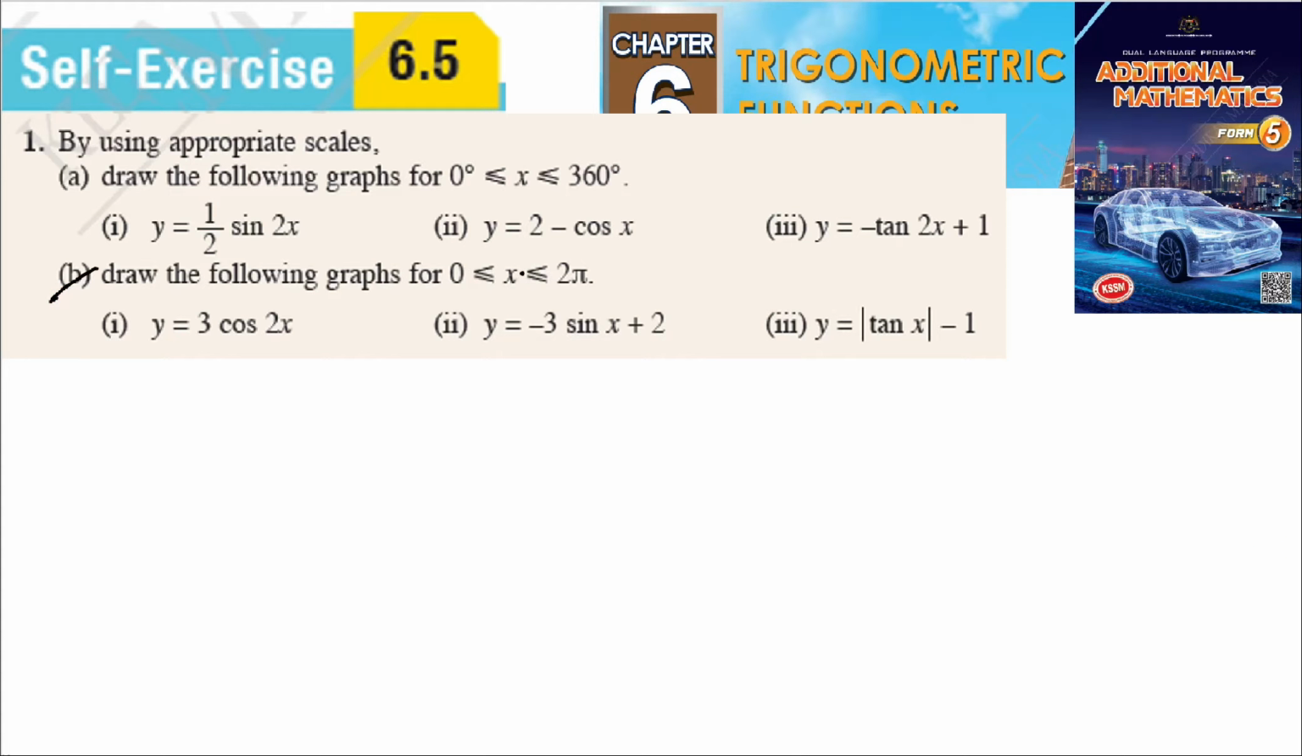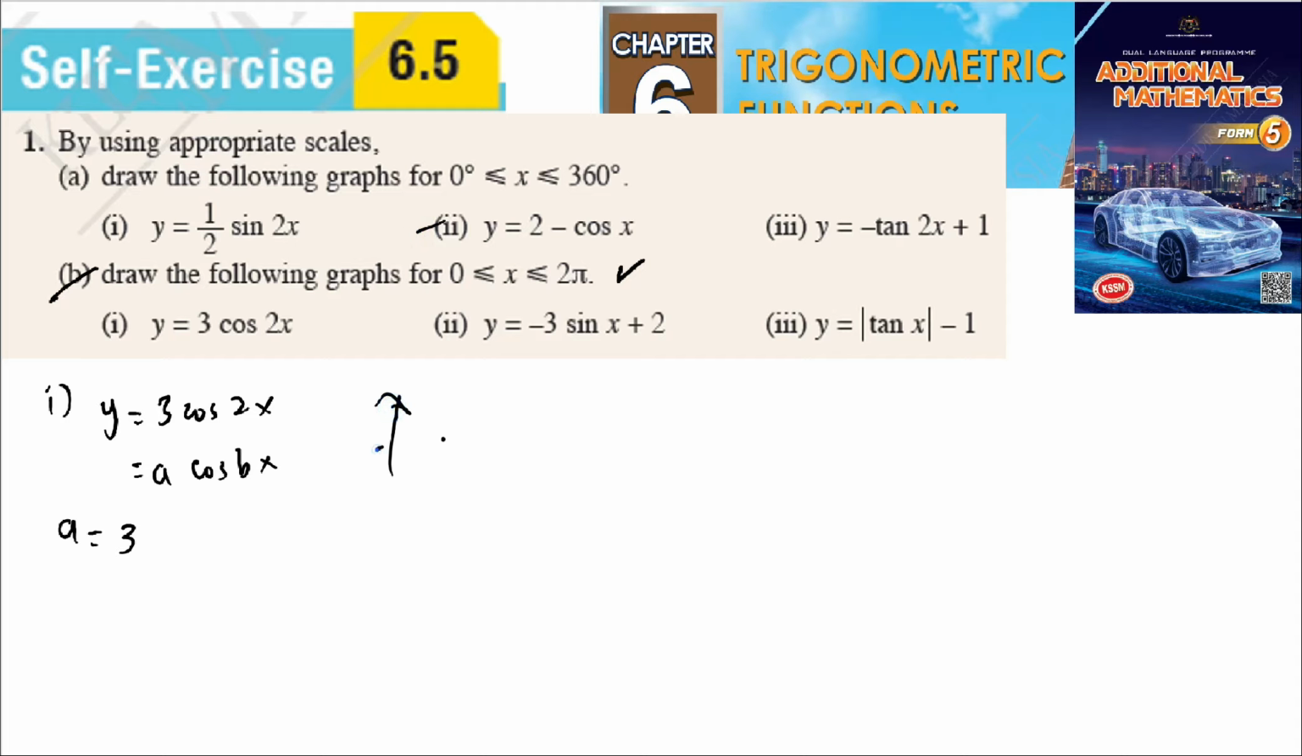B, draw the following graph, 0 up to 2 pi. So for number 1, 3 cos 2x. Again the same concept. We know that 3 cos 2x is equal to A cos bx, where A is the amplitude, which is 3. And for cos, it is the same as number 2 just now.